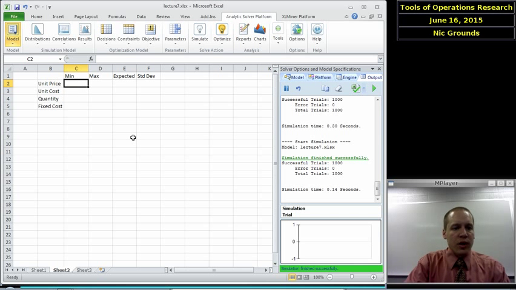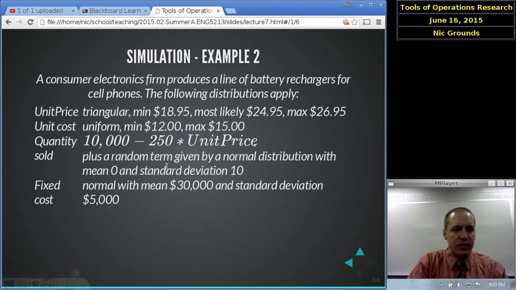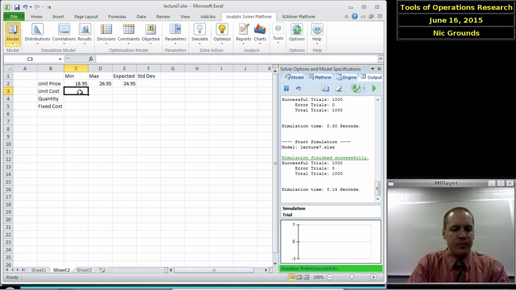So for the unit price, if you remember, we had a triangle distribution, I believe, and the minimum was $18.95, the maximum $26, and the expected value, that is the most likely value, was $24.95. Go back and check and make sure that's right. 18, 24, and 26. Looks good. Unit cost uniformly distributed between $12 and $15.